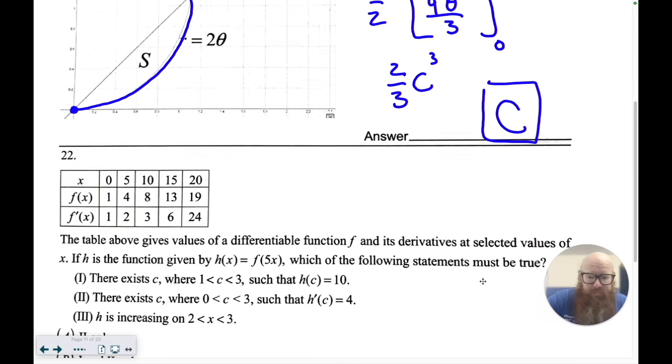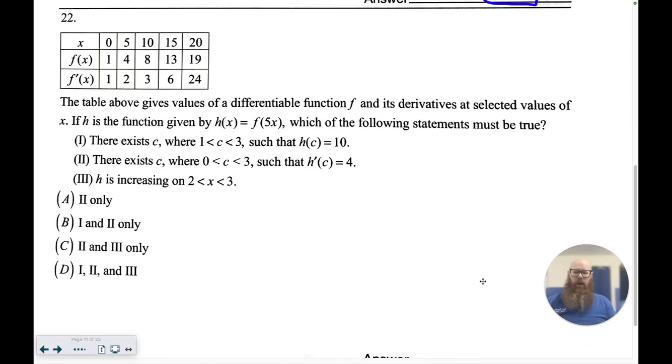All right. On to number 22. Ooh, we got a lot going on here. So we have a table, and we have h of x is f of 5x, which of the following must be true. So what we have to do is be able to read each of these and know what they're referencing. So there exists a c such that h of c is equal to a number. That is IVT. We have to know that language and be like, okay, they're talking about IVT, intermediate value theorem.